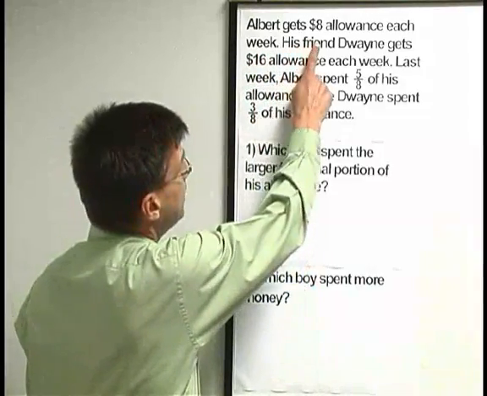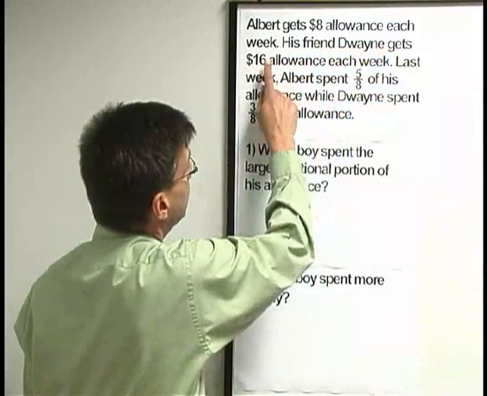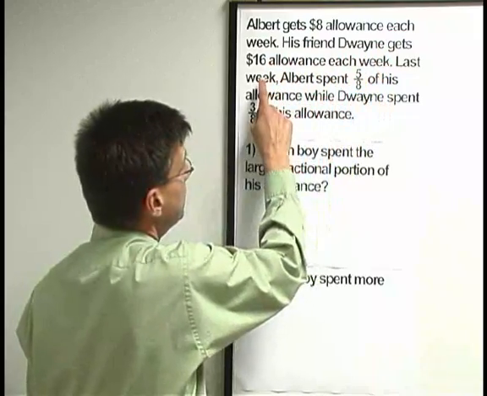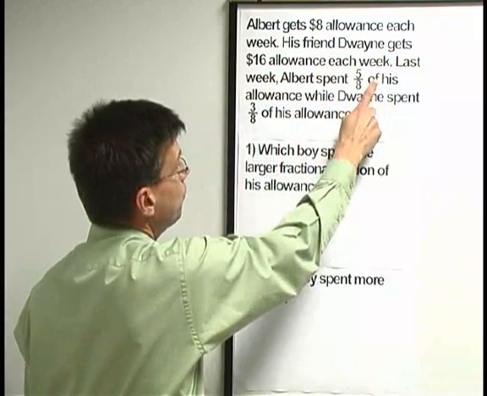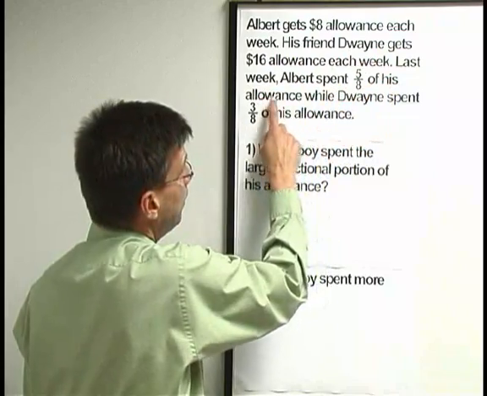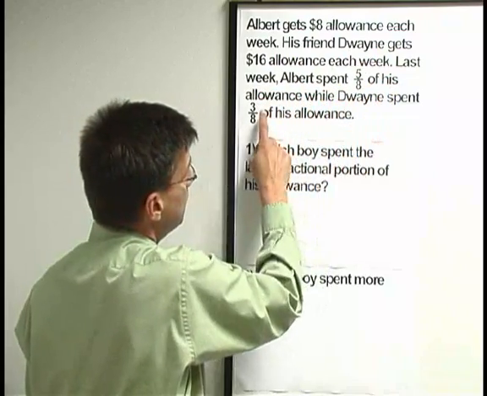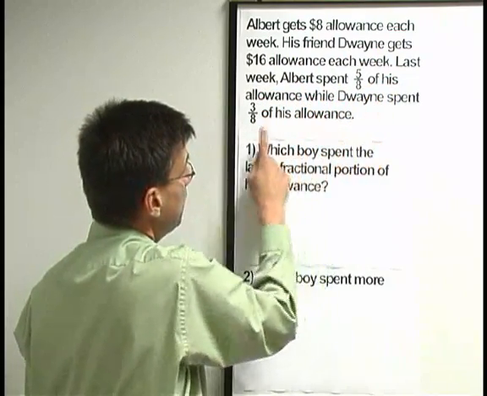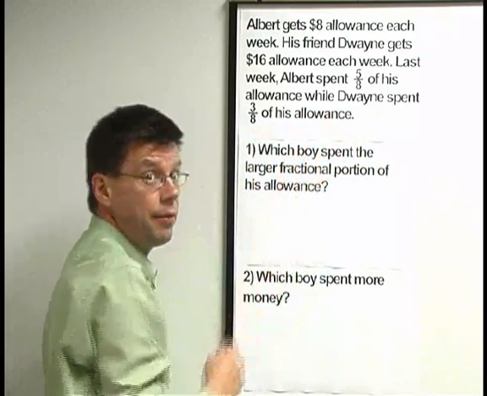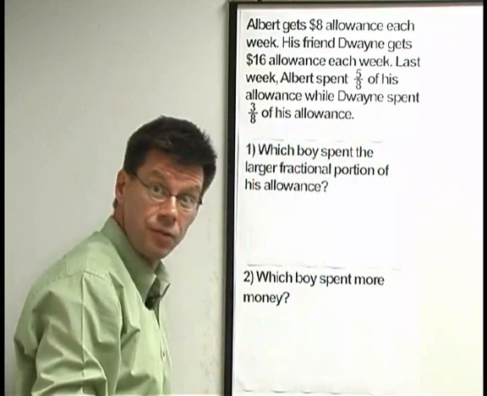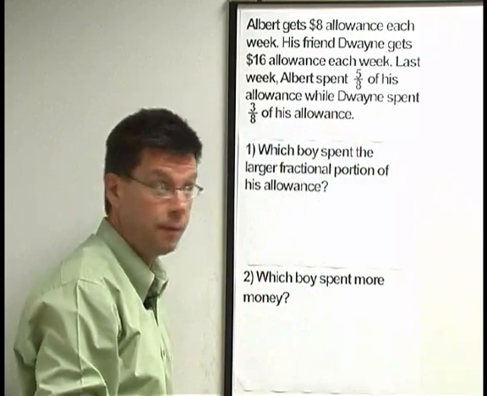Albert gets $8 allowance each week. His friend Dwayne gets $16 allowance each week. Last week, Albert spent 5/8 of his allowance while Dwayne spent 3/8 of his allowance. We're going to answer two questions here.